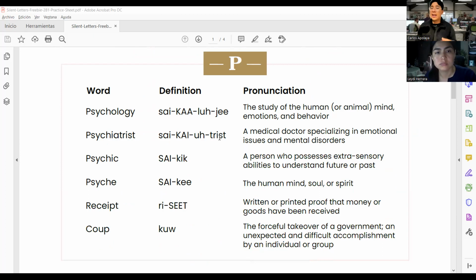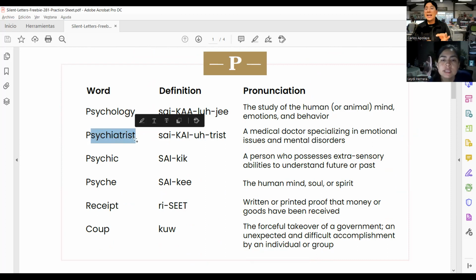For example, we don't have a rule. We just need to remember the words. We just need to memorize. For example, we have the word psychology. We never say psychology with the P sound. Psychology. Psychiatrist.